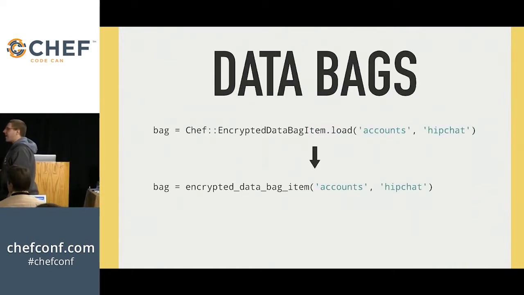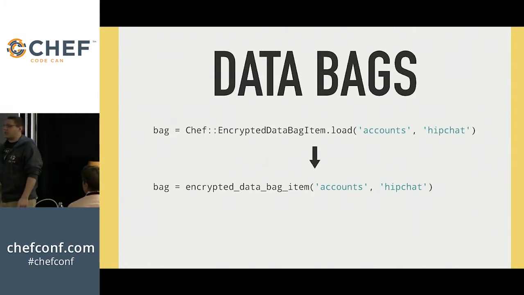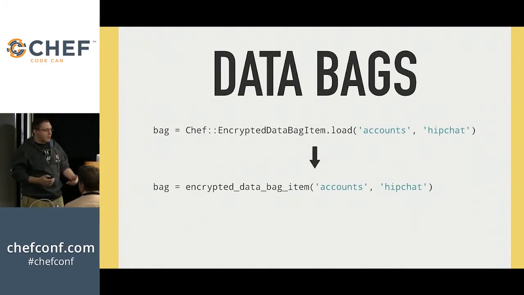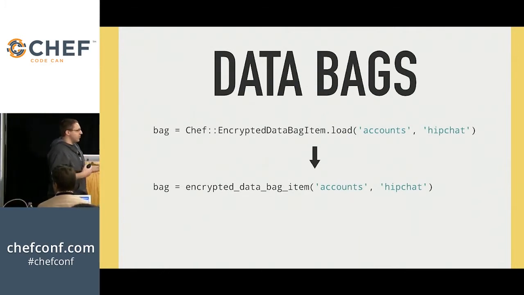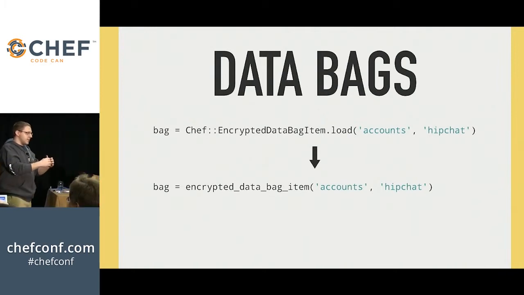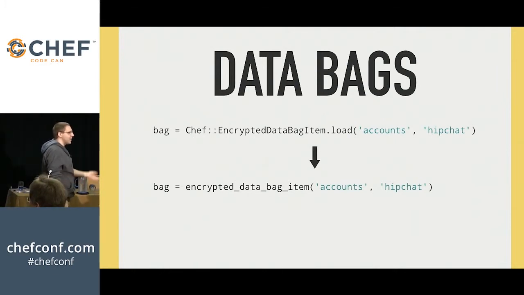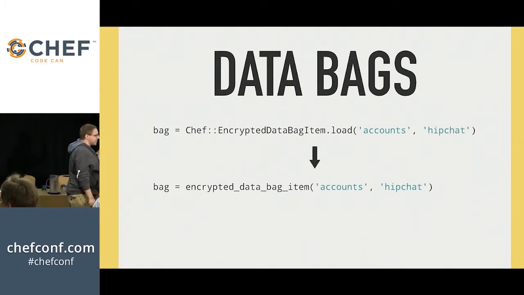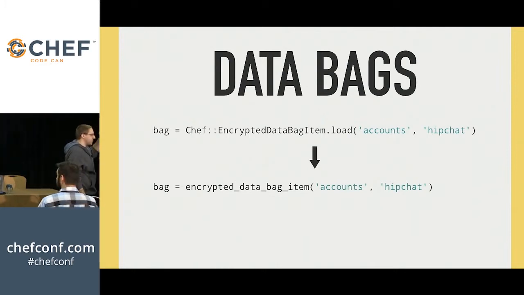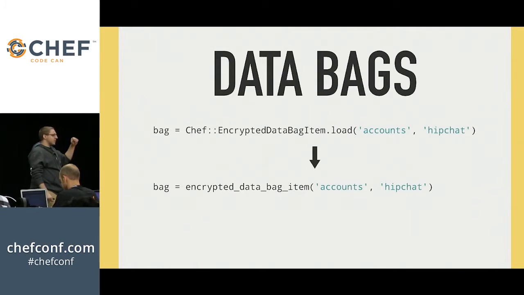Databags. I hate typing Chef::EncryptedDataBagItem because I never spell it right, ever. And it's really annoying. And I look at a recipe and I want it to be beautiful, and I see databag, or I see databag item, and it looks so nice. And I'm like, why is there no encrypted databag item? So I made one. And this is really just a tiny little Ruby method that wraps Chef::EncryptedDataBagItem.load, and it makes your recipes look clean. You don't have to have this weird Ruby class.